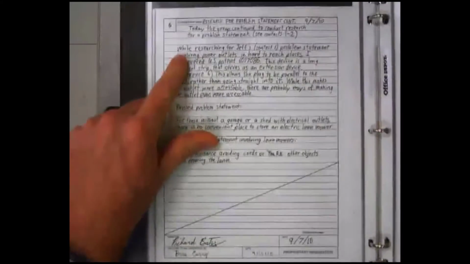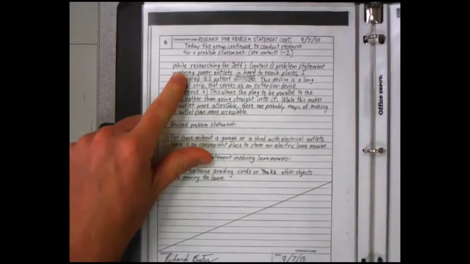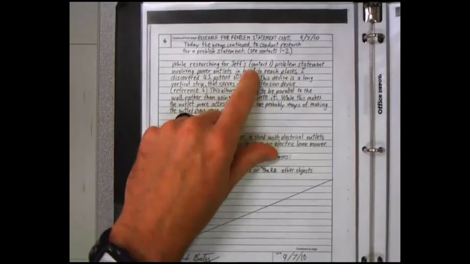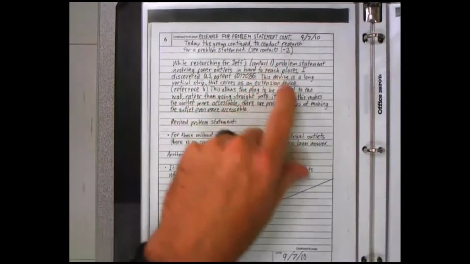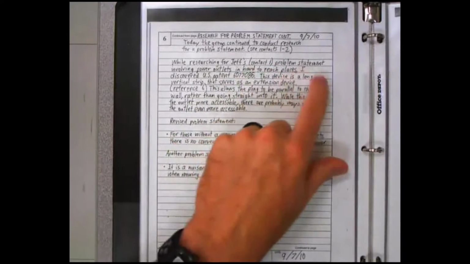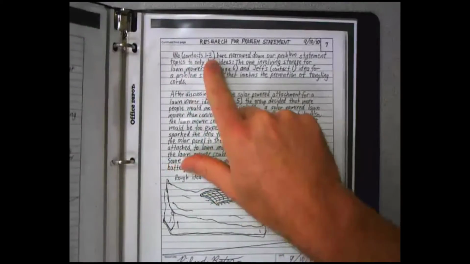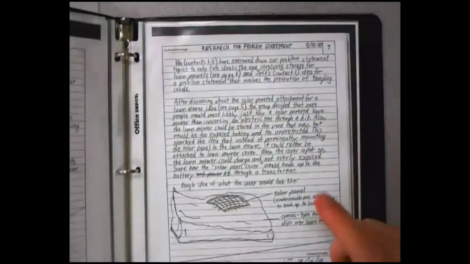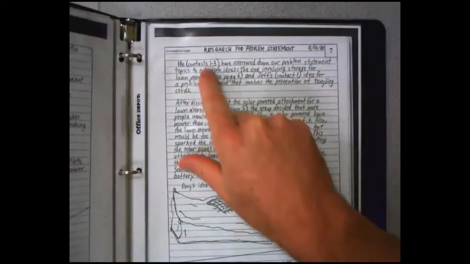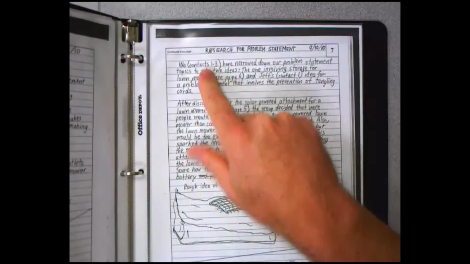So overall, that's basically what we're looking for when we're using our engineering notebook. Again, you can see here it says, while researching for Jeff's, parentheses, contact 1, end parentheses, so that would be his group member. Problem statement, here he says, we, contacts 1 through 3. So you only have to identify who is considered we once on that day.